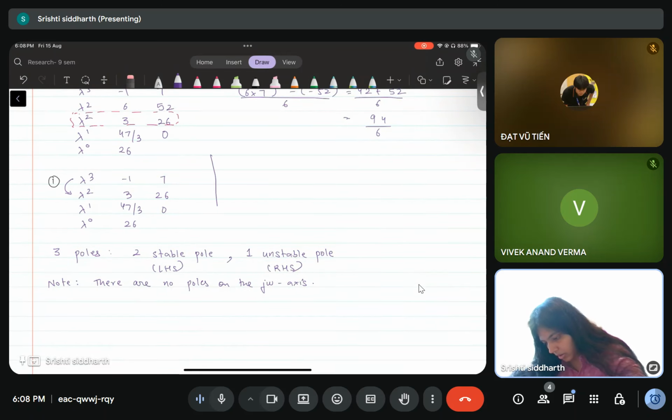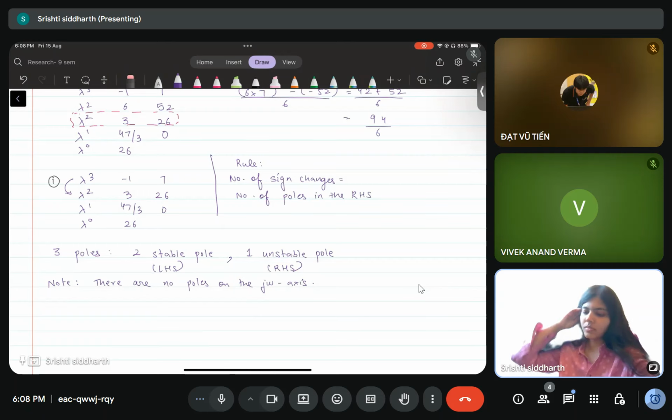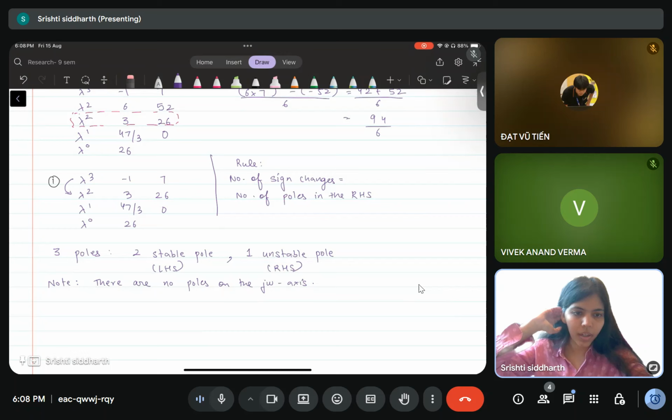This is the rule: sign changes equals the number of poles in the RHS. Alright, so I hope that this was clear to you. Now let's move on to another topic.